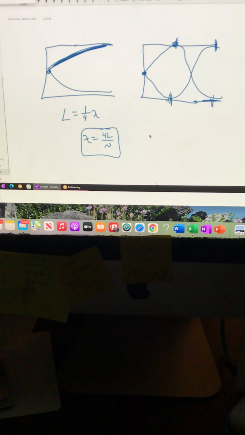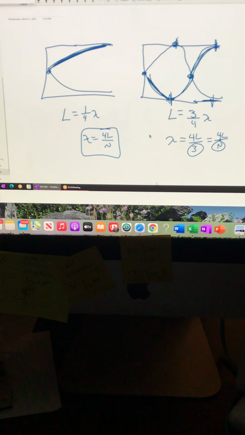Got it? Okay, now, this pipe L has how many wavelengths in it? Here's a quarter. Here's a half. Here's a quarter. Here's a half. And then here's a what? This pipe L has 3/4 wavelengths in it. You might say that wavelength equals 4L over 3. Ooh. So that means that our N is 3.